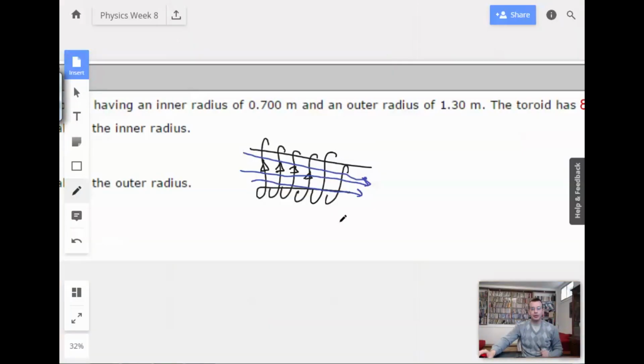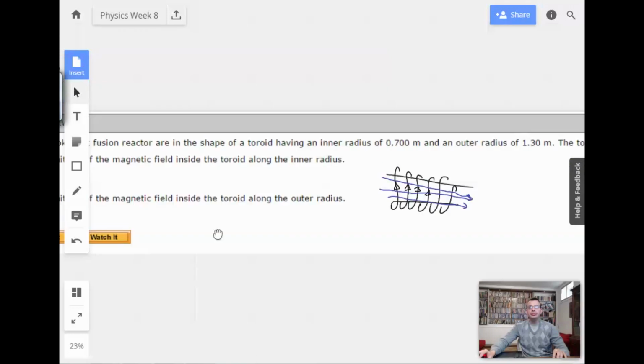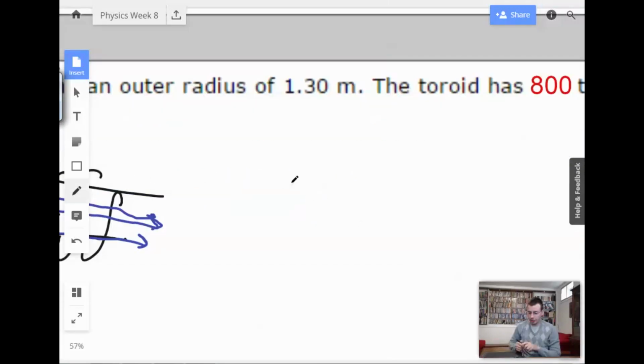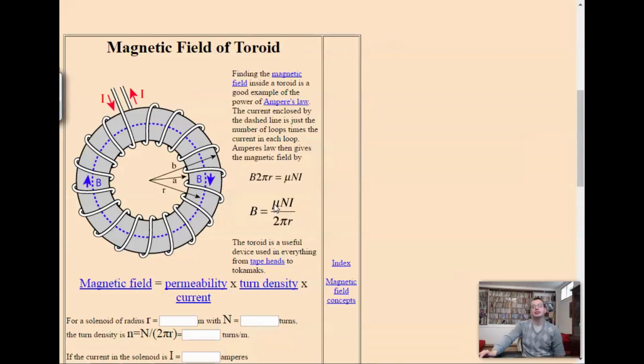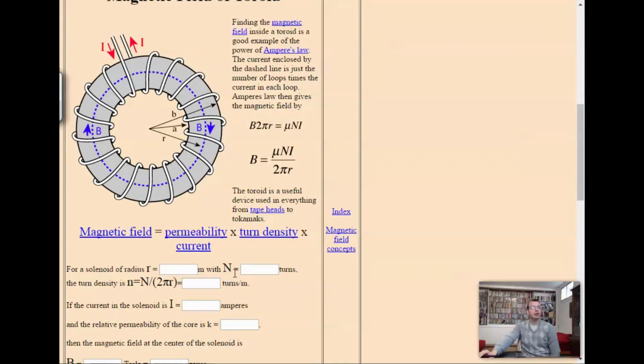I'm going to start by writing down the formula we got here. So we have magnetic field. I'll just go toroid: mu naught I, number of loops, over the length. And then we have an R involved, and there should be a 2 pi R. Because a solenoid's straight, so it's just mu naught n, which is number of turns per length. Here the N doesn't have the length; N is the number of turns.